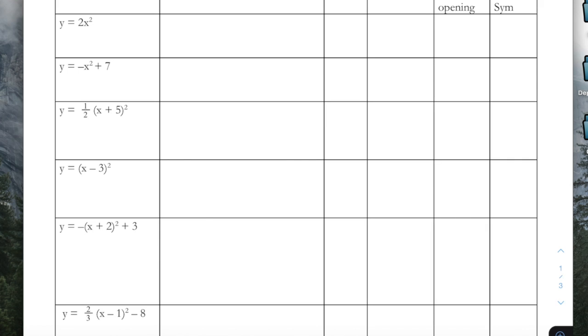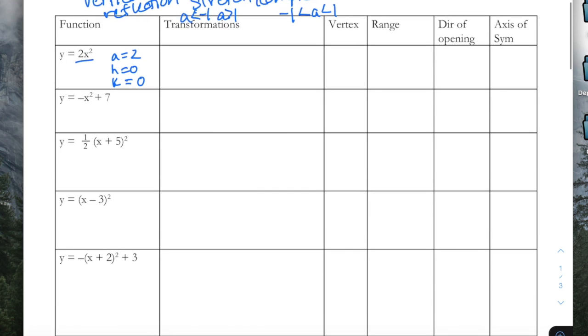So what are the transformations on 2x squared? So here we know that our A value is 2, H is 0, K is 0. Okay, so we know all we have is a vertical stretch. And anytime we say we have a stretch, we have to indicate by what factor. And the factor is just what the number is.